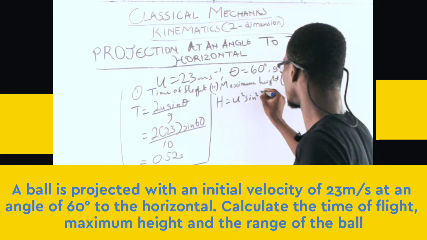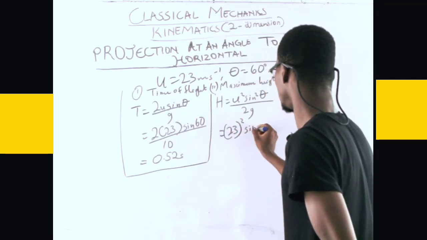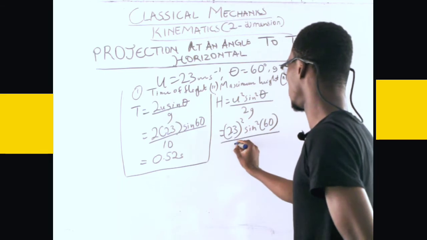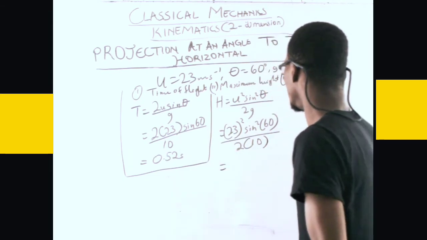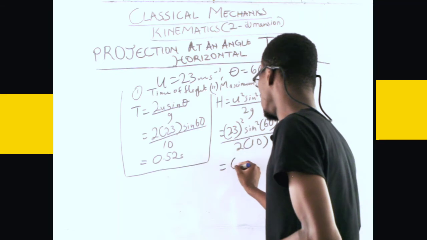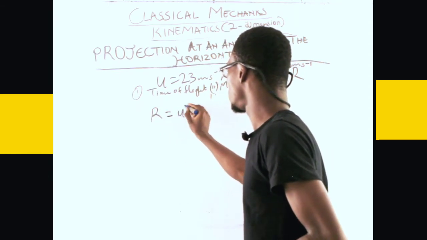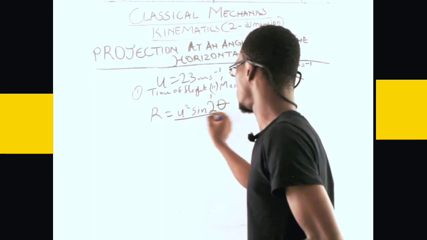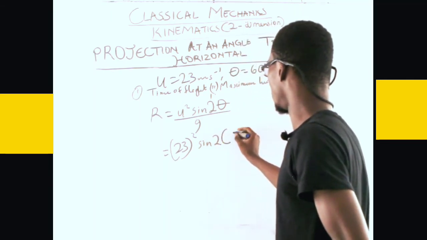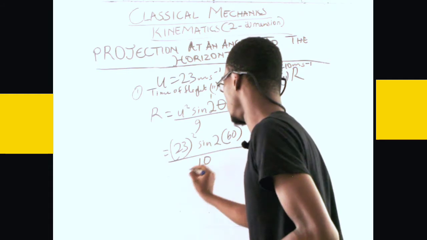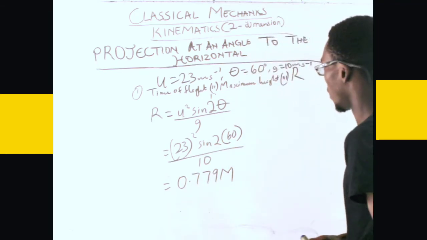Then for the maximum height, it is u squared sine squared theta over 2g. So u is 23, squared, sine squared 60 over 2 into 10. This should give you 0.3775 meters. Range is u squared sine 2 theta over g. So this would be 23 squared sine 2 multiplied by 60 over 10. This should give you 0.779 meters or thereabout.